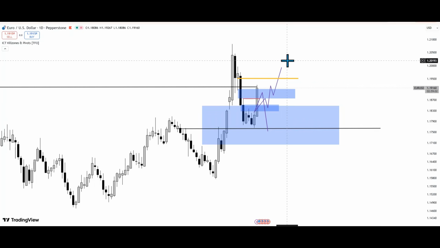And of course, we will look at also DXY. DXY will be doing the opposite. If DXY is bearish, then for EURUSD you should be expecting bullish moves, and also for GBPUSD you should be expecting bullish moves.